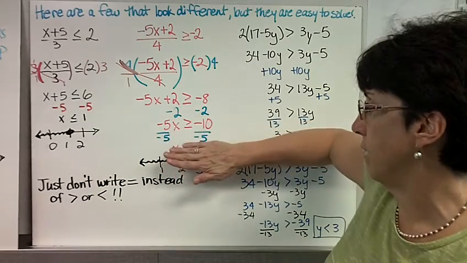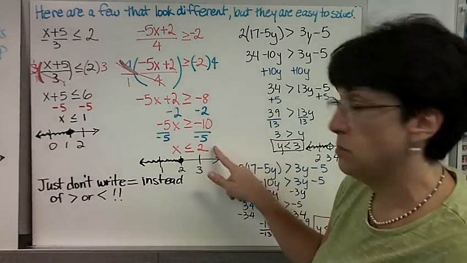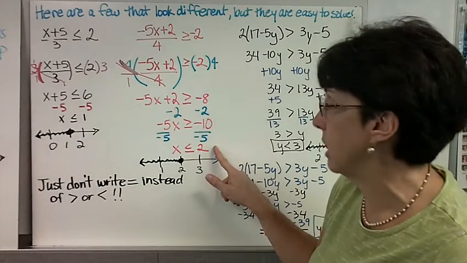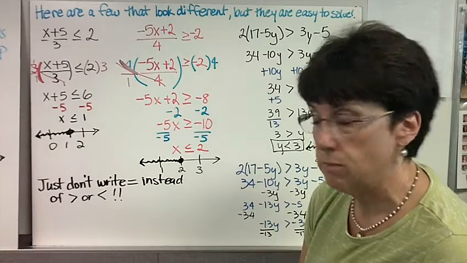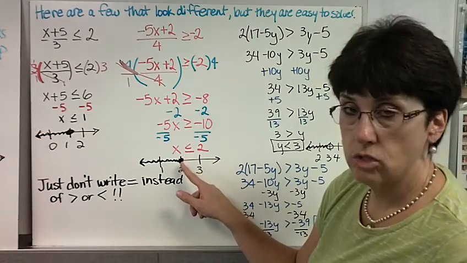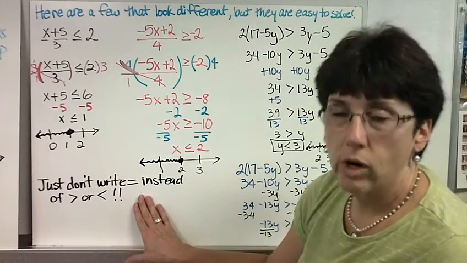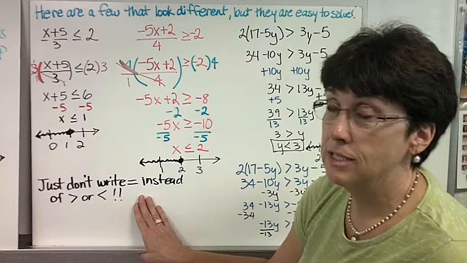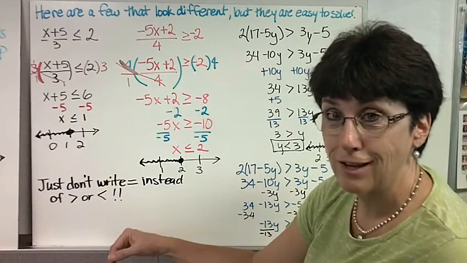Divide both sides by negative 5. This side is x. This side is positive 2, because negative divided by negative is positive, but you have to change the direction of the inequality symbol to keep the statement true. All right, 1, 2, 3. It's a colored in circle. Line goes to the left. Where kids make mistakes is they put an equal sign instead of their inequality. So just don't write equals instead of your greater than or less than, okay?